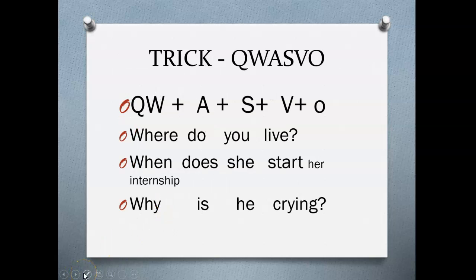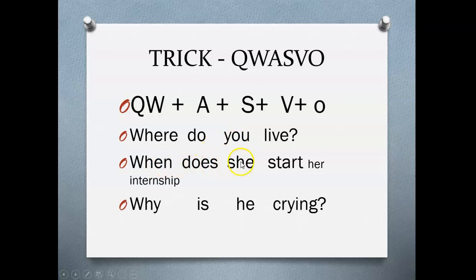So remember this trick. I'm sure you have seen it before. The quasvo trick: question word, auxiliary, subject, verb, and O means object, but really it just means the rest of the sentence. And I know that you know this question, where do you live? If you can remember how to ask this question, then you should be able to remember to ask any question. So where do you live?